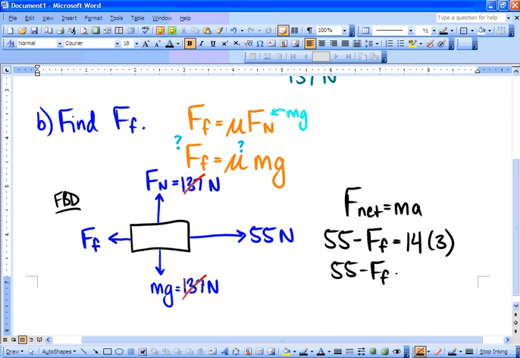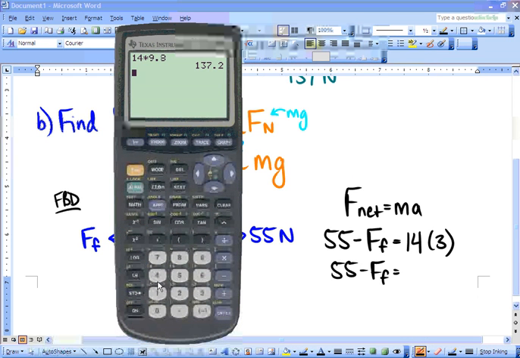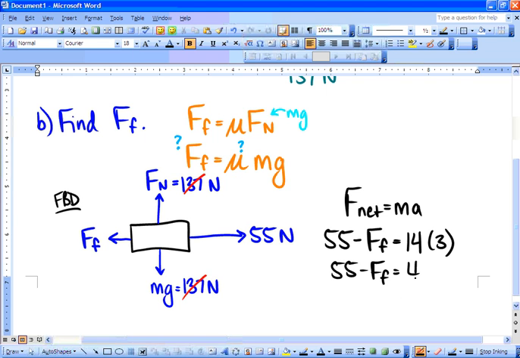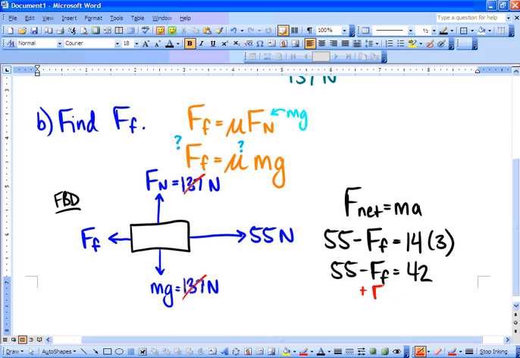minus FF. Don't get stuck with the algebra here. You know how to do this. I know that you know how to do it. 14 times 3 is 42. And I guess here I want my FF to be positive, so I'm going to add it to the right-hand side. Plus FF.